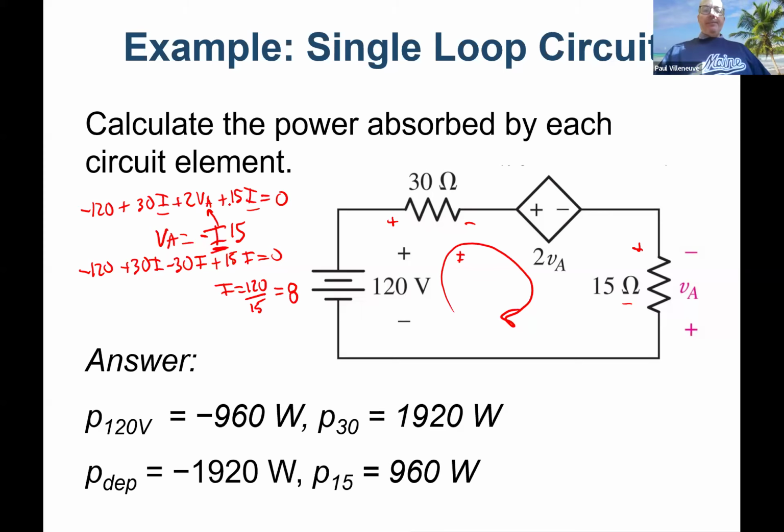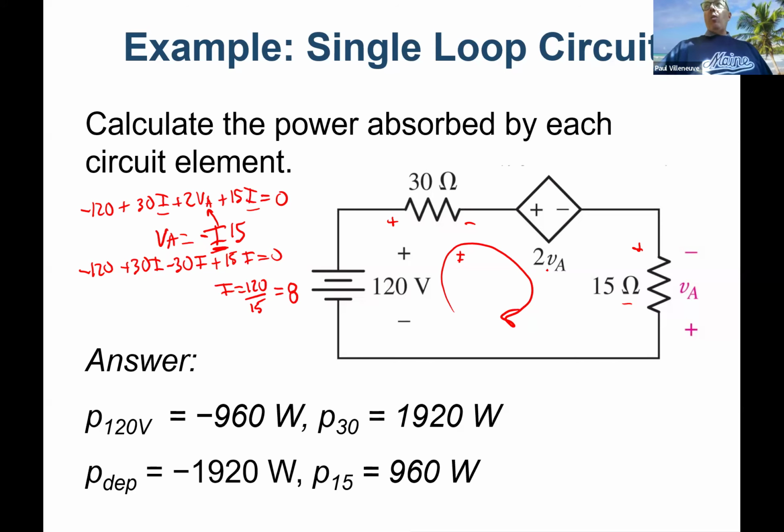So hopefully what you can see, 120 times 8 is 960, and that's supplying. And then 8 times 30 is 240. I think I have a typo here. That's not 1920, is it? The current is 8, so that should be 240. Oh, no, not 240. It's I squared times R, right? So 8 squared, 64, times 30 is, in fact, 1920.